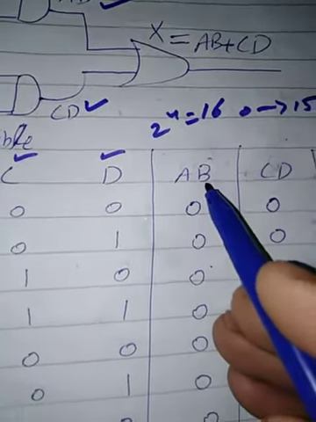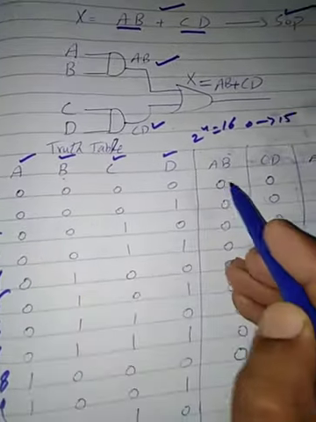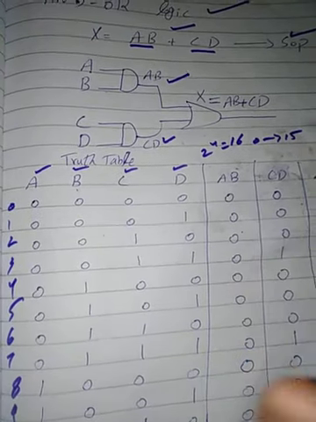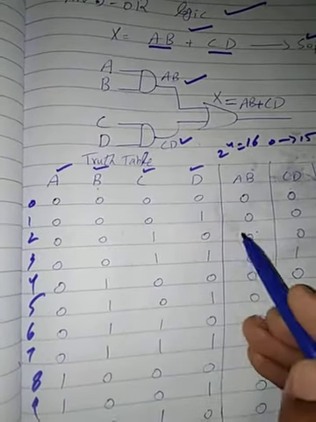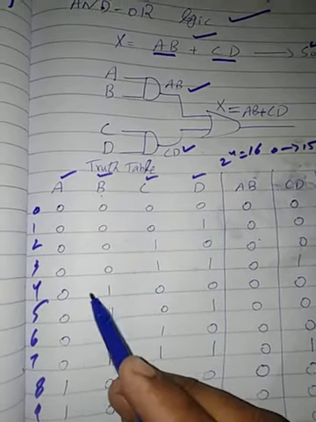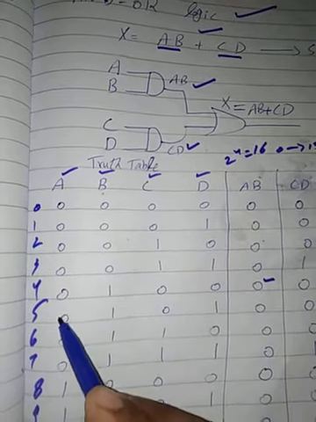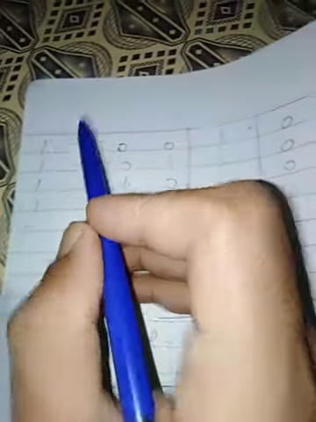Then AB. The first expression is AB, an AND gate. The AND gate gives you 1 when all inputs are 1. So 0, 0, AB is 0, because this is an AND gate. If any one of the inputs is 0, then its output is 0. So again 0, 0, 0, again 0, 0, 0, again 0, 1, but one input is 0, so the output is 0. Again 0, 0, 1, again 0, 1, 0, again 0, all because one input is 0. Next, look at A, B both 1. A and B are 1, so the output is 1. Again A, B are 1, output is 1.